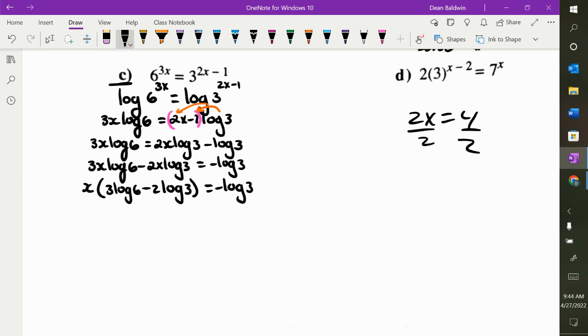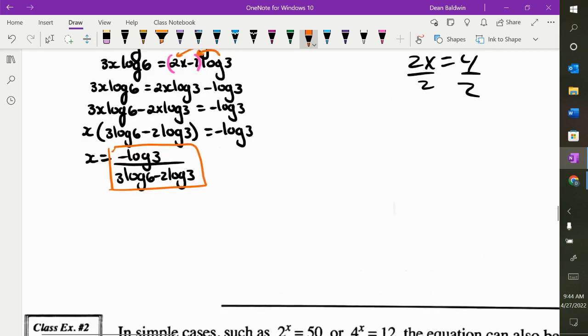So divide it off. So you get x is equal to negative log 3 over 3 log 6 minus 2 log 3. Okay. All right. For math 12, that answer suffices. That's the exact solution. Now, I'm going to show you how to clean it up a bit, but this is the right answer. On a test, you can stop there. But we're going to make it look a little better because the book will do it this way, so you can compare your answers.